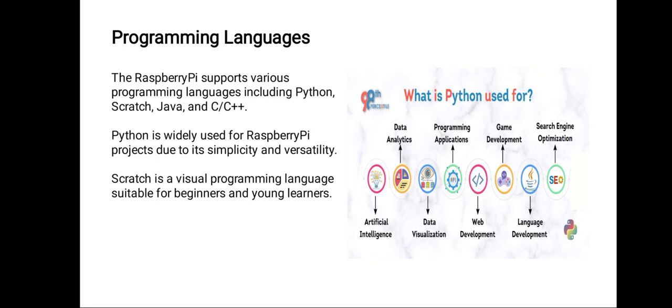And what is Python? We can observe the figure which was shown on the screen. What is Python used for? Data analytics, programming applications, game development, search engine optimization, language development, web development, data visualization, artificial intelligence. And so on, you can use Python.